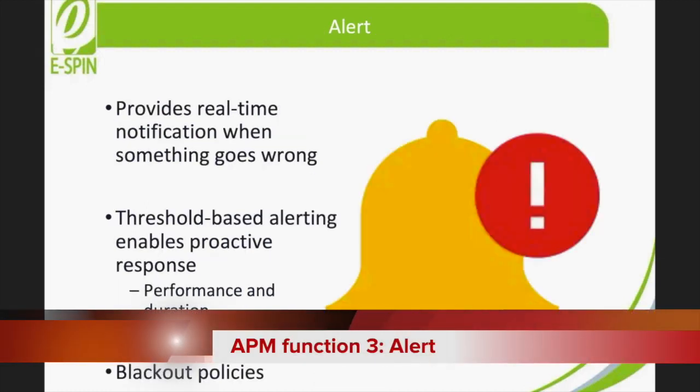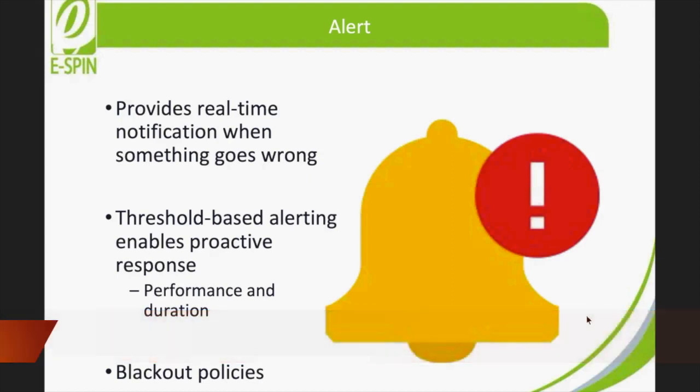Alert will give you real-time notification when something goes wrong. You can set threshold alarms proactively, for example for performance regression, up to a certain memory. Let's say the CPU has already hit 95% of resources, you also want to trigger an alarm telling you that it's quite a heavy, high load.